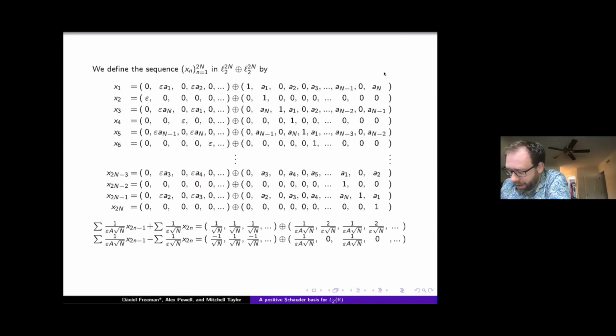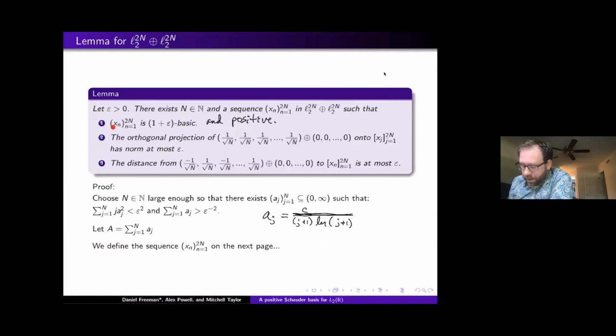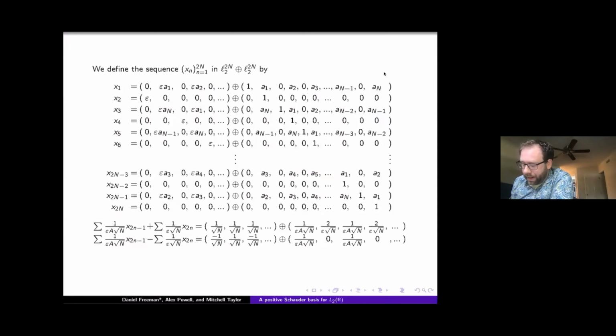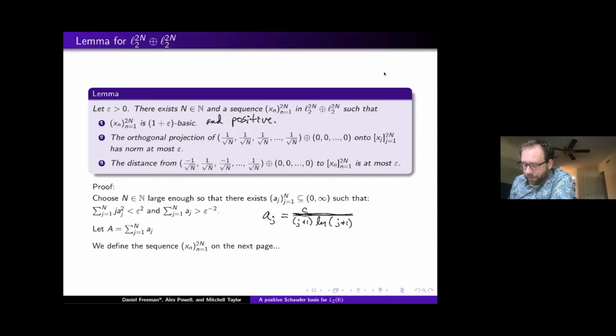So let's think about why this will give us our lemma. First, this is clearly positive because all the aj's are positive. The 1 plus epsilon basic property requires a proof, and it uses that the aj's have this property. The proof is very similar to the proof in Albiac-Kalton.